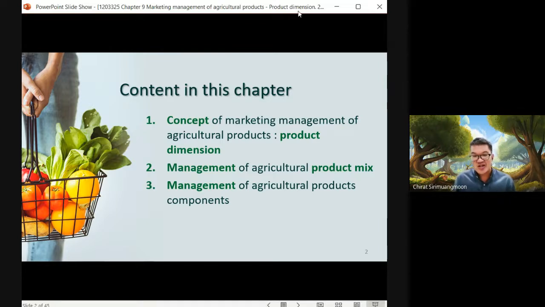And the last one, we're going to talk about the management of agricultural products components. For the components of agricultural products, we have many dimensions. We need to think about characteristics, the brand, the service, and also the level. So everything we talk about today, these chapters, is mainly about the products.